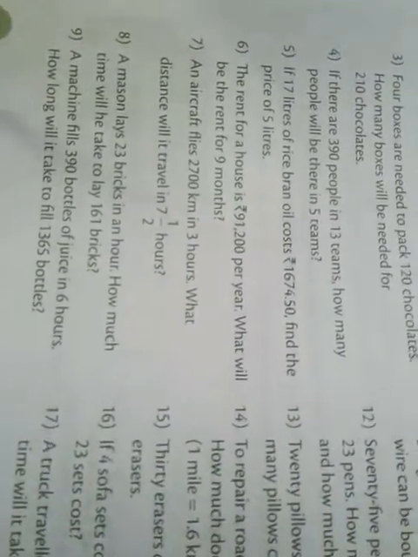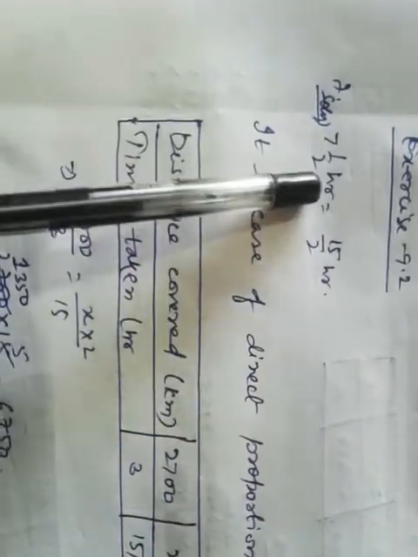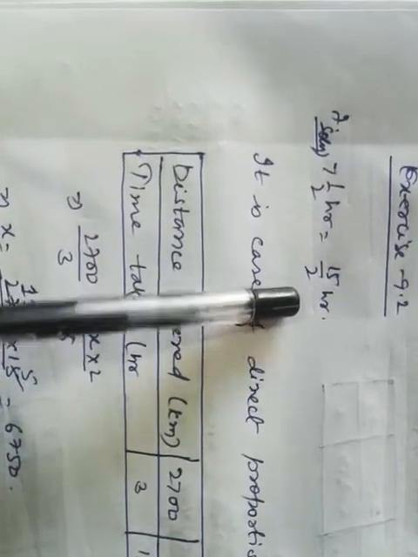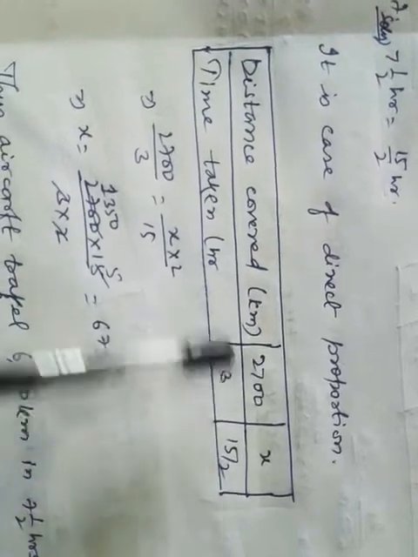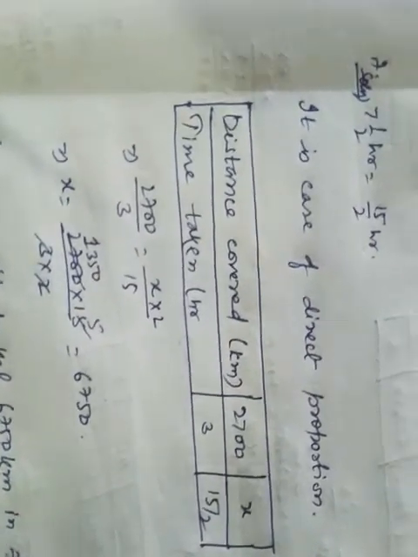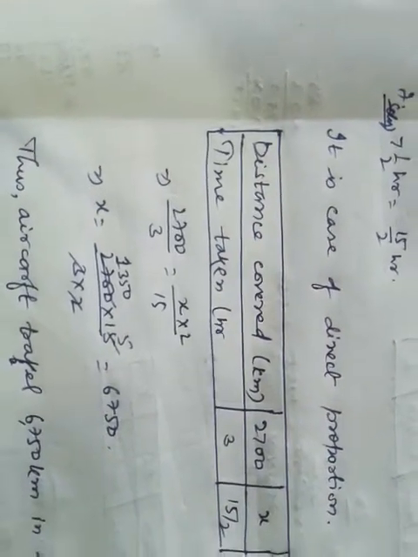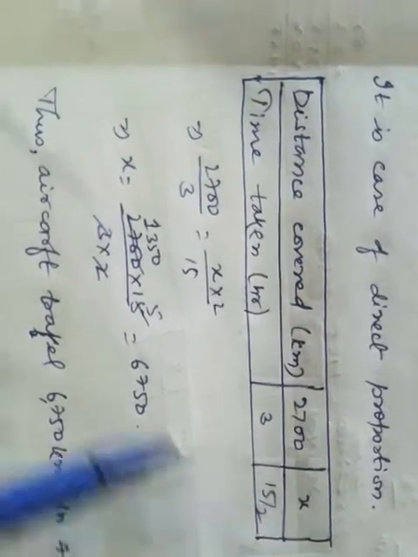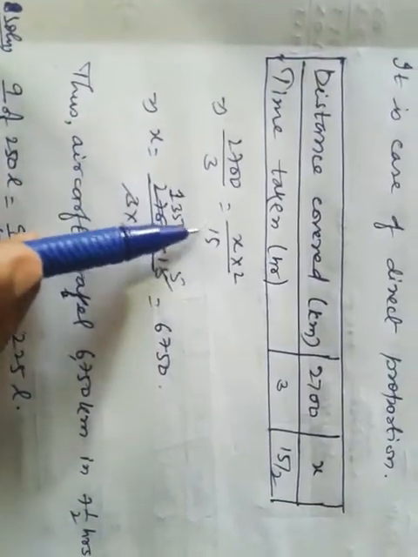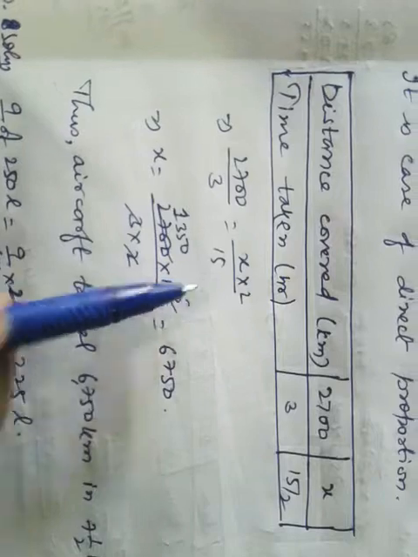Now let's see how I solve this question. First of all, I change this mixed fraction into an improper fraction so that our calculation becomes easier. So if this is a case of direct proportion, you make this table: distance covered in kilometers and time taken in hours. So here is 2700 by 3 equals x by 15 by 2. So 2700 by 3 equals x into 2 by 15.